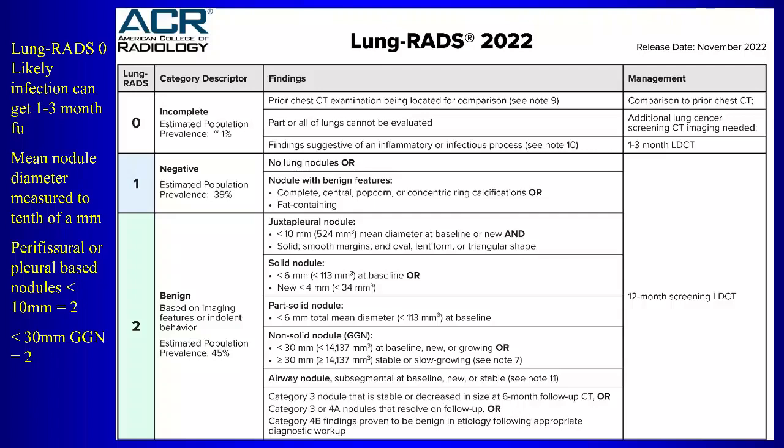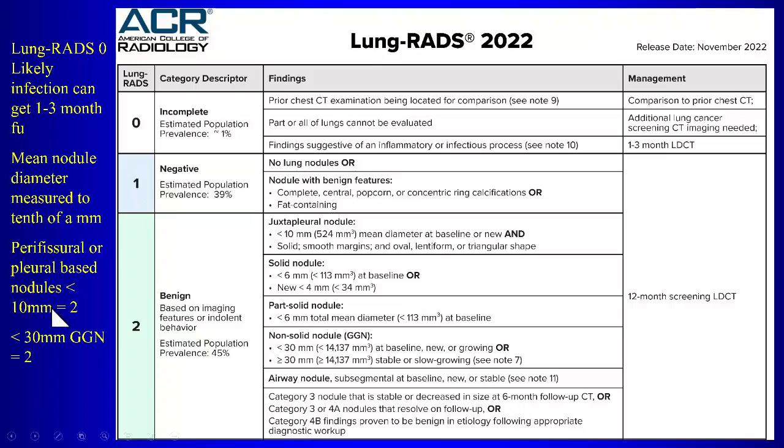I tend not to go to the nearest 1/10 of a millimeter, but it does make a difference because if you can turn a 6 millimeter nodule into a 5.9 millimeter nodule, that changes the management of the patient. Okay? So remember, a 6 millimeter nodule is going to be a score of 3, but a 5.9 millimeter is a score of 2. Okay, so that's where that can become important. So mean nodule diameter to the nearest tenth.